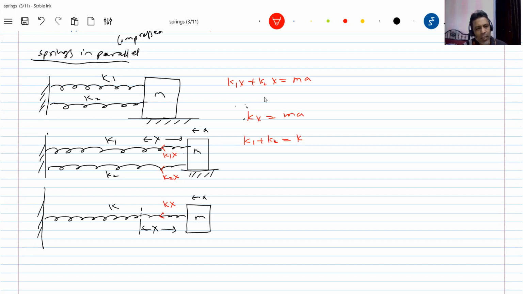So if the two springs are connected in such a way that I want to replace them with an equivalent spring, then the equivalent spring constant should be K1 plus K2. I'll call them parallel. Sir, what do you mean by parallel? The assumption here is that both will have the same elongation. Both the springs will have the same elongation.